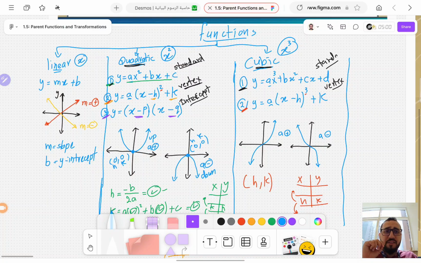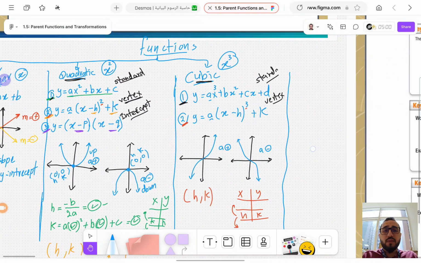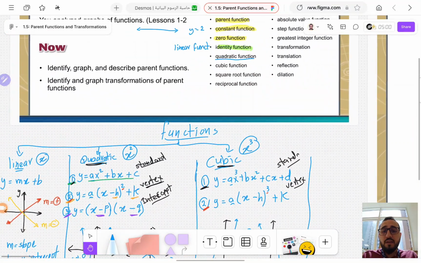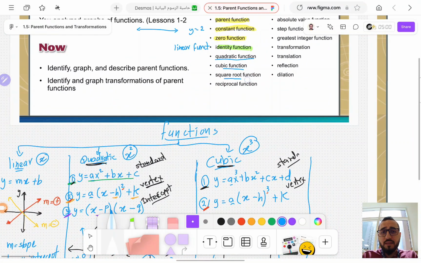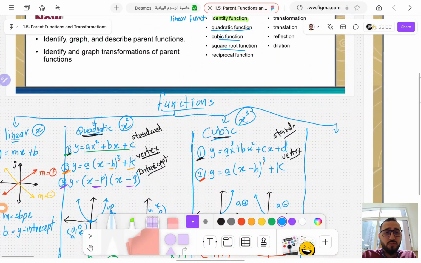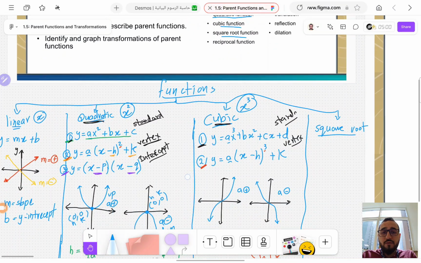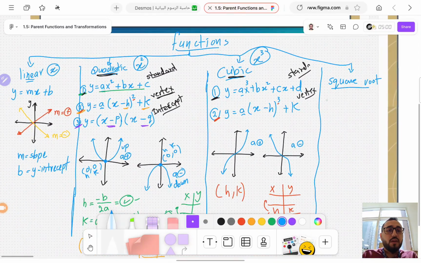Now after we know the cubic, the next one that we are going to study, we finish the cubic, is the square root function. Now what is actually the square root function? From its name, it's a square root, right, which is root. So let me write here, square root function. So what is the formula for the square root function? The formula is y equals a square root of x minus h, plus k. So this one is the formula to graph any square root function.